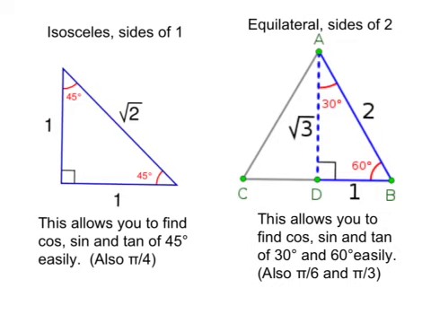The other one is an equilateral triangle with sides of 2, and that means if you chop it in half into 2 right angle triangles, that's going to be 1. This is going to be 60 because that's the angle in an equilateral triangle, and that's going to be 30 because it's half of the whole angle at the top there. Using Pythagoras again, we can work out that that's root 3, and that allows you to find cos, sin and tan of 30 degrees and 60 degrees really easily. And you can also do it in terms of pi, because 30 is pi over 6 and 60 is pi over 3.